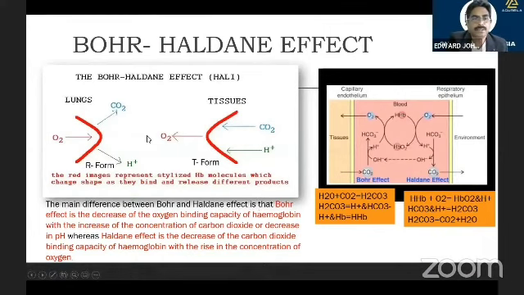Here the hemoglobin changes its configuration when it reaches the tissues and releases oxygen and takes up the carbon dioxide and hydrogen ion. When it reaches the alveoli, it changes its configuration. That is the relaxed form. It takes up the oxygen and releases carbon dioxide and releases hydrogen ion. So this is the Bohr effect. The Haldane effect is related to the carbon dioxide. The deoxygenated hemoglobin has a high affinity for the carbon dioxide, so that it carries the carbon dioxide. When it becomes oxygenated at the alveoli, it releases the carbon dioxide. So that is the Haldane effect.